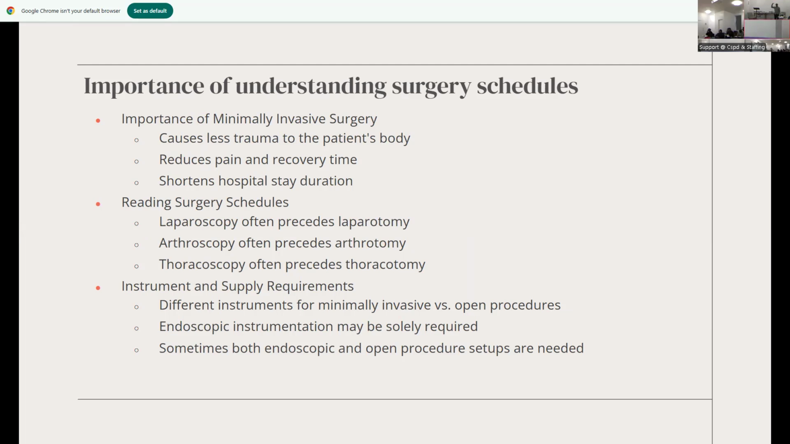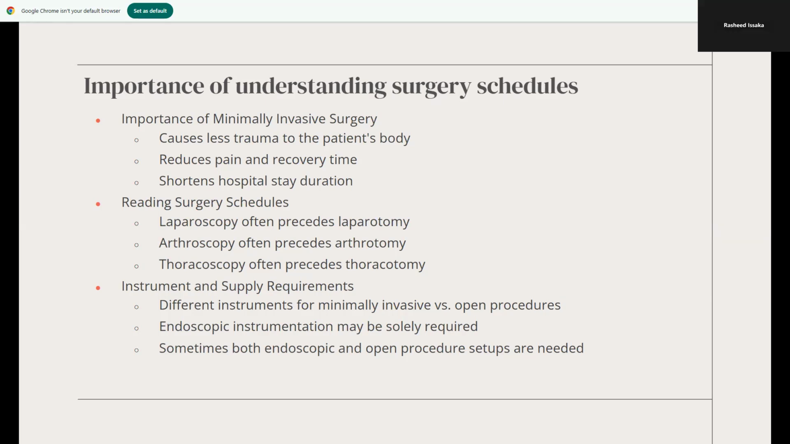It gives us ample time to prepare and get the right instrument ready for the surgery if we get the right schedules. So it causes less trauma to the patient's body. Importance of minimally invasive procedures: we have seen that laparoscopic often precedes laparotomy. Laparoscopic means that you go in with a small opening, but if it's not helping, you cut open big.